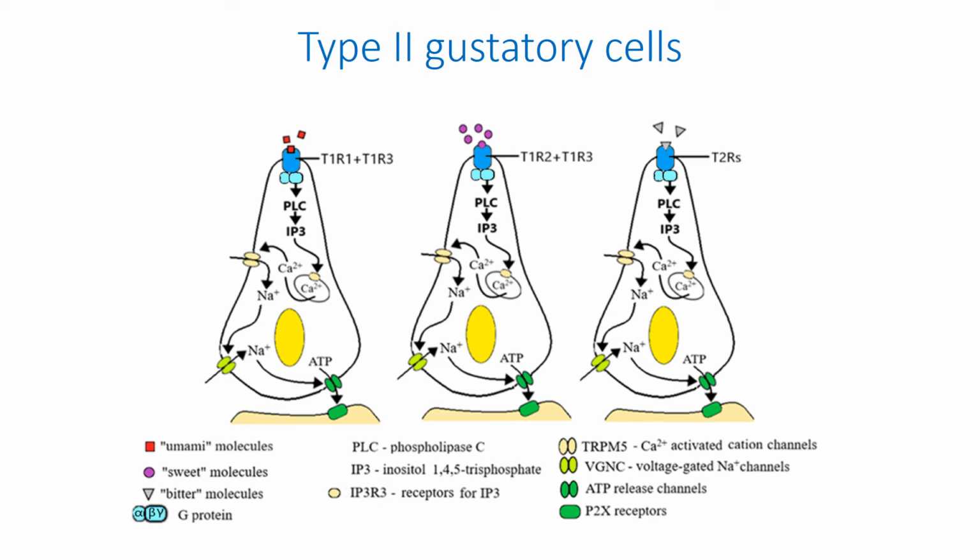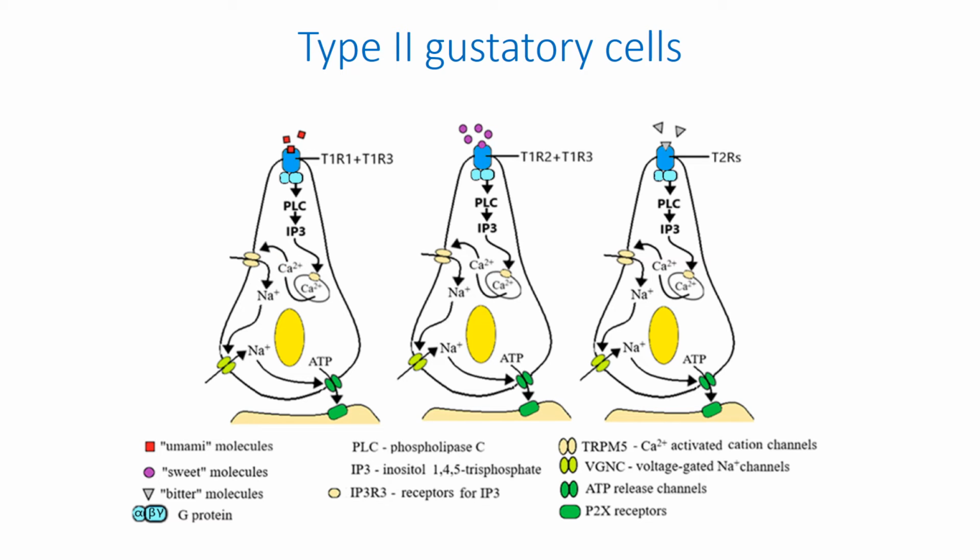Tastants binding to receptors lead to activation of the G protein termed gustducin. It is similar to transducin of photoreceptors, and like transducin consists of 3 subunits. Gustducin activates phospholipase C, which converts the membrane phosphatidylinositol bisphosphate into the second messenger, inositol triphosphate. The latter binds to its receptor, causing the release of calcium ions from the smooth endoplasmic reticulum.